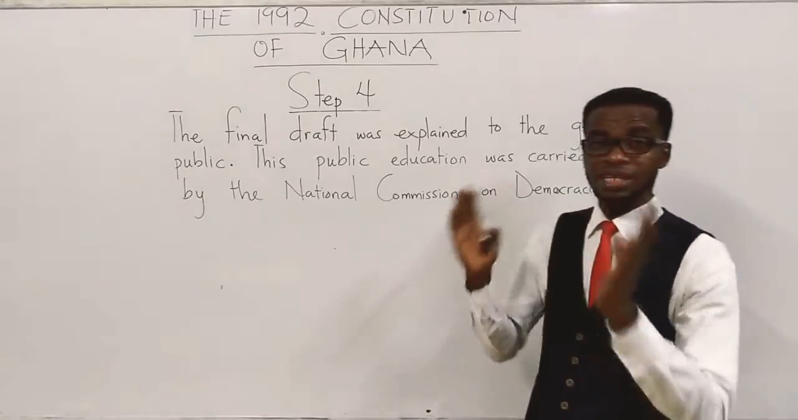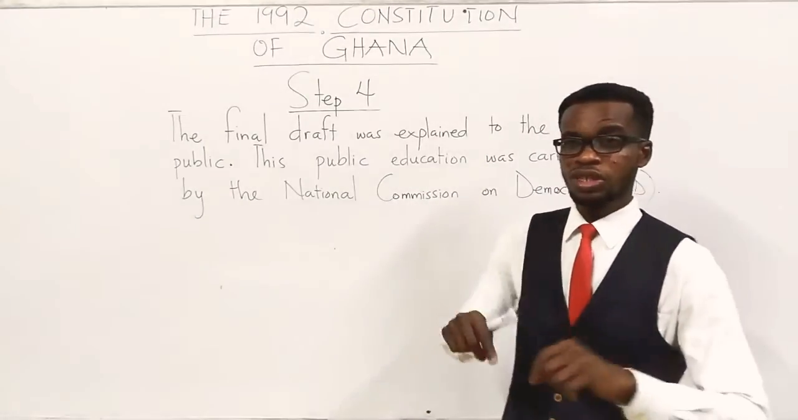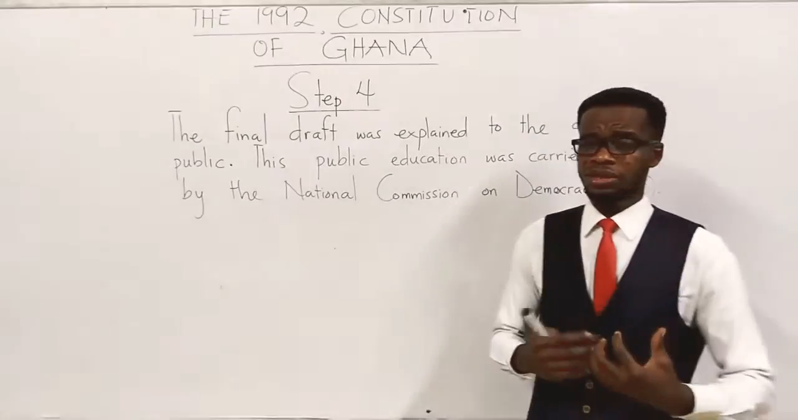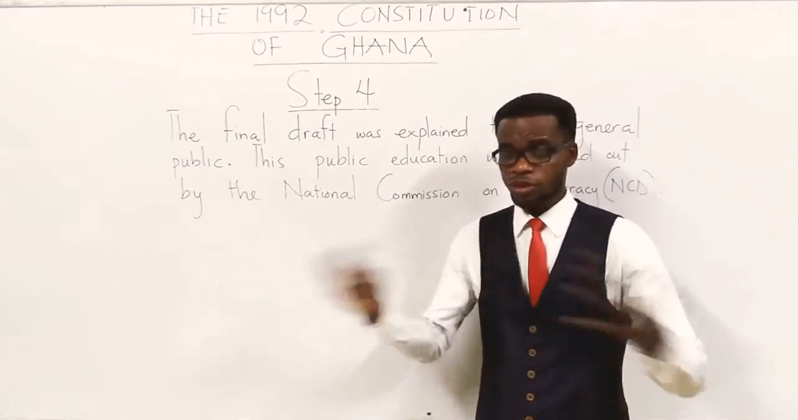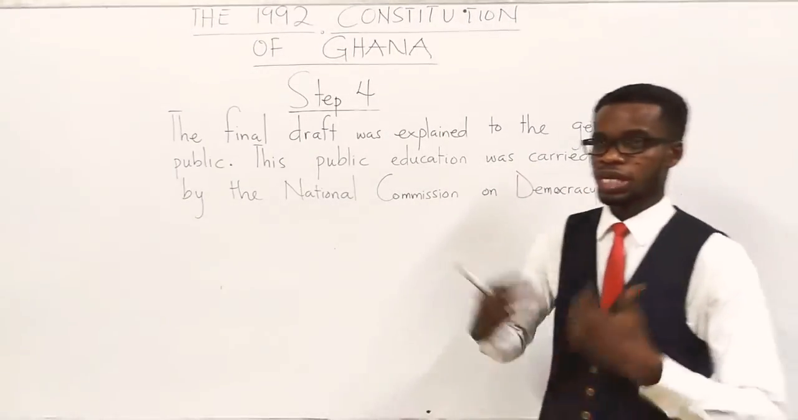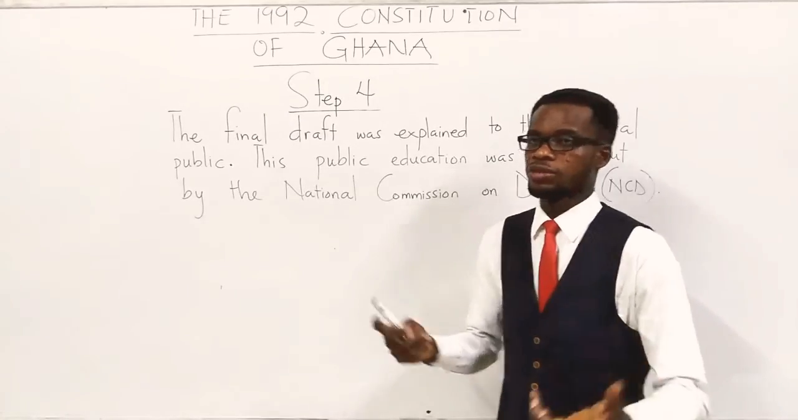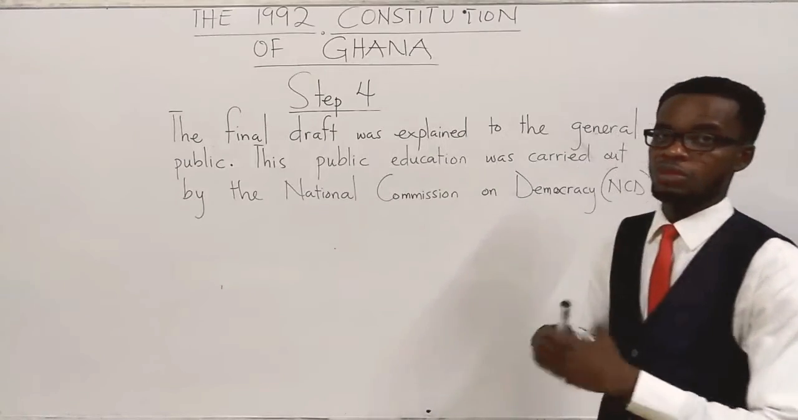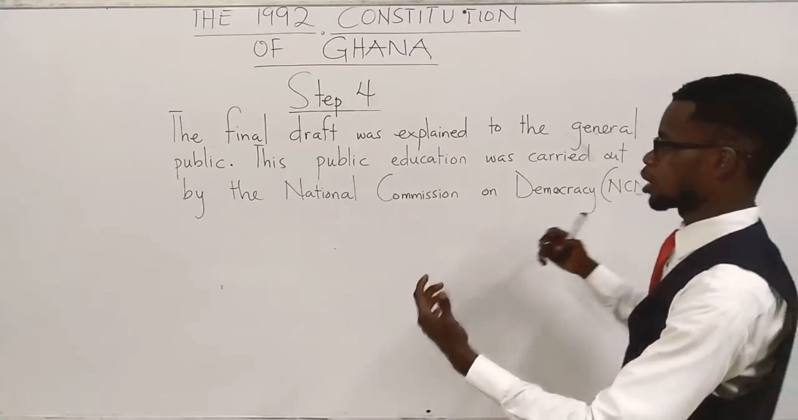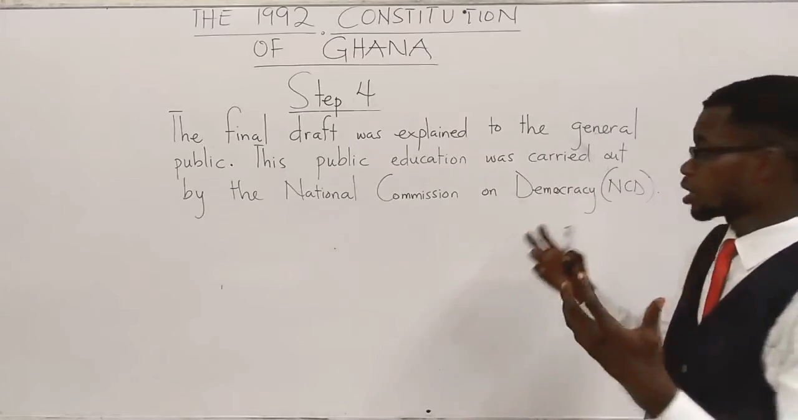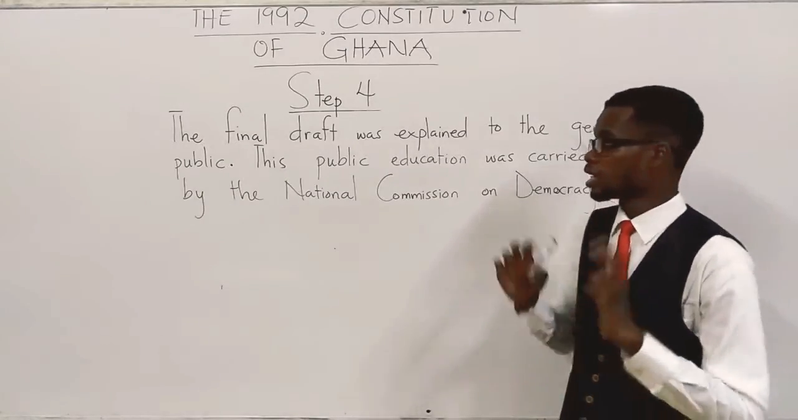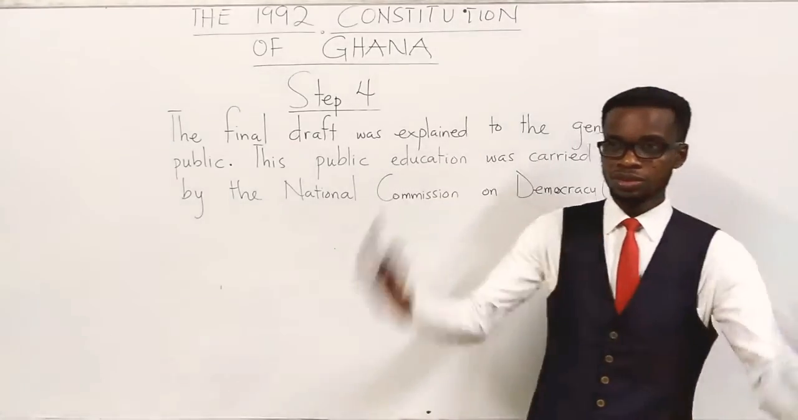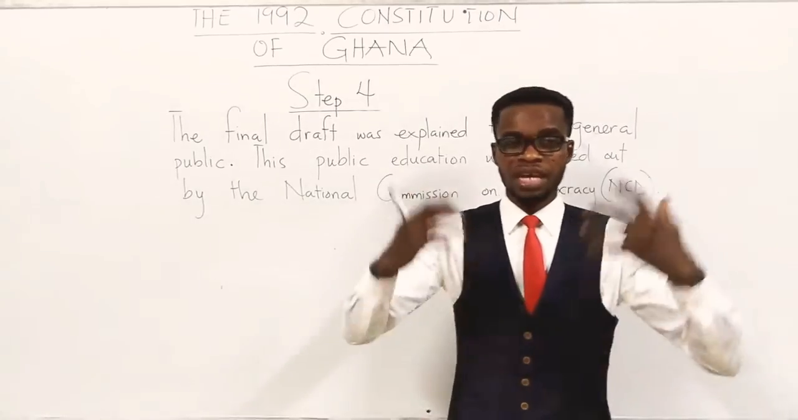After they were done with the final draft, the citizens need to know what is actually inside that draft. The draft is like the raw state of a bill or a law. It's a document in a process to become a final publicized document. So the public must know. This education had to be carried out by one committee, and that was the National Commission on Democracy. They did that. So step 4 has to do with what? Educating the public on the final draft that we have.